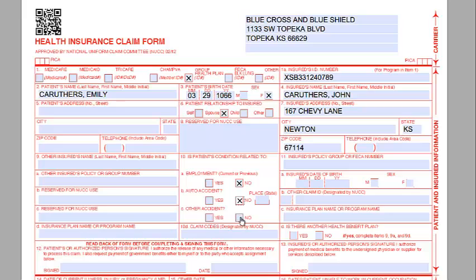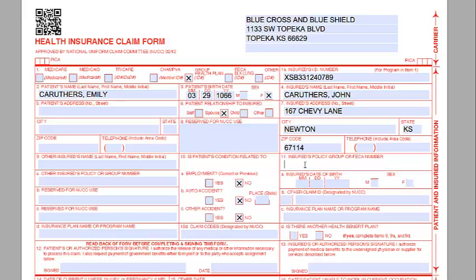Other accident, yes or no. They're trying to determine if there is maybe a homeowner's policy or some other liability insurance that needs to be filed first. I will tell you that if there is another policy that is supposed to be paying for a claim other than the primary health insurance, the primary health insurance will not pay for a claim until all of the benefits from any of these plans are exhausted. Then they'll go ahead and start paying on a claim.